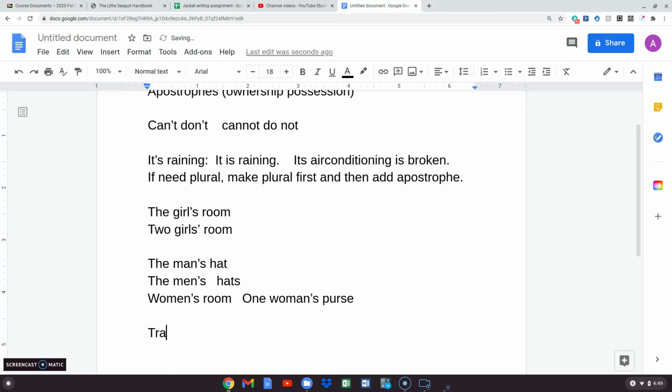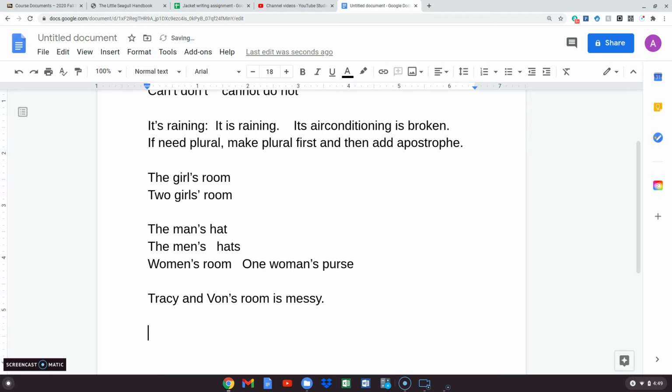If I have two women, Tracy and Vaughn, and they are roommates in the same room, I would say Tracy and Vaughn's room, and I can make a whole sentence. Now, say Tracy and Vaughn got mad at each other and they move across the hall from each other, or they have different rooms. If they have different rooms, I need to put the apostrophe S on both of them.